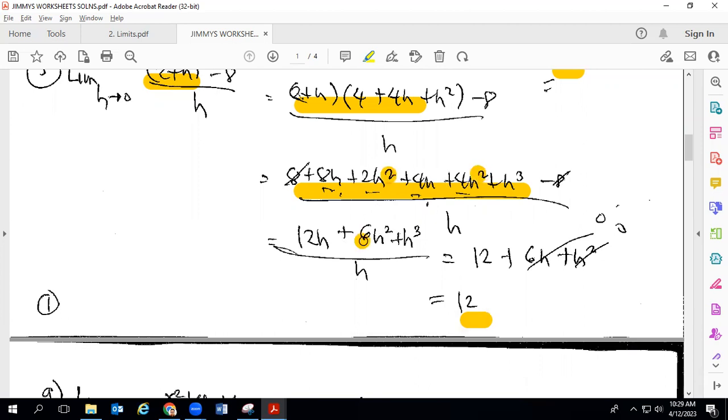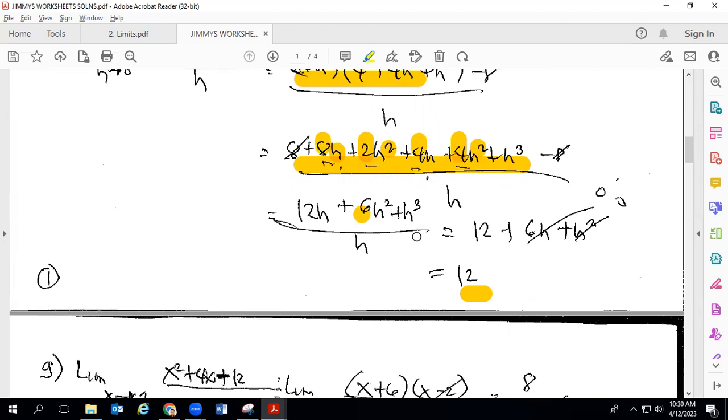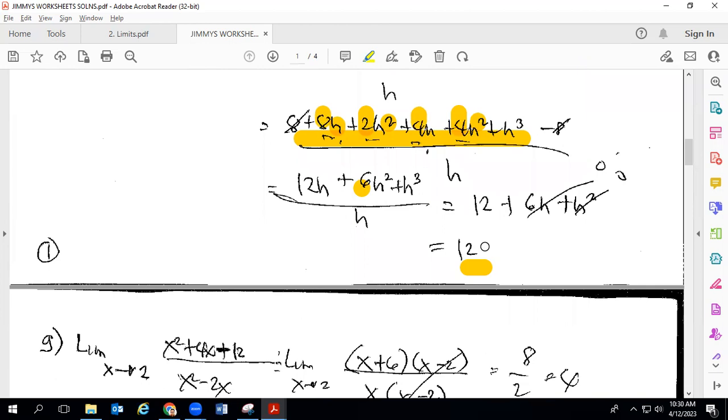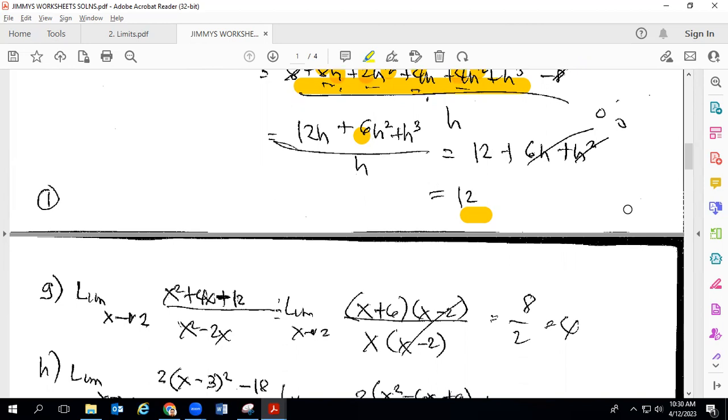2 and 4 is 6. This one, 2 and 4 is 6. And then for h, you have this one h and then this one 4. Okay, 4 plus 8 is 12, and then h cubed you only have 1. Substitute the values, you will get the values. Of course, you can simplify, cancel out first 1h. 12h over h is 12, 6h squared divided by h is 6h, and then so on.